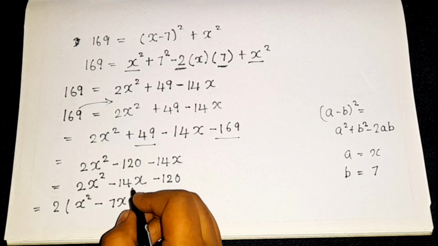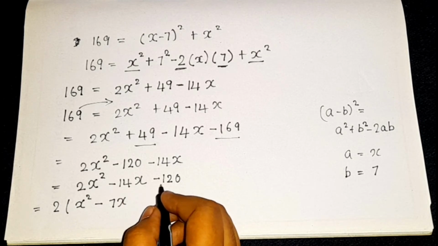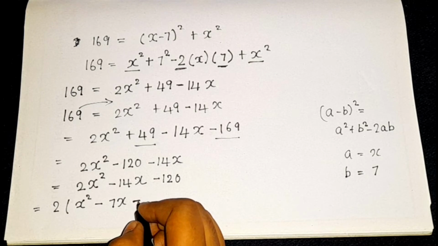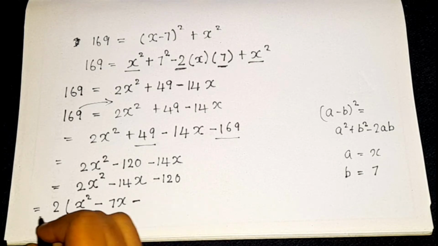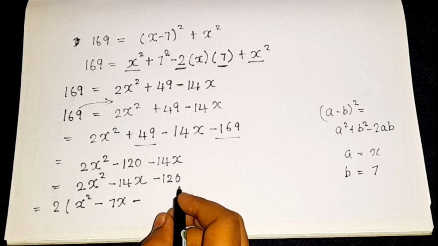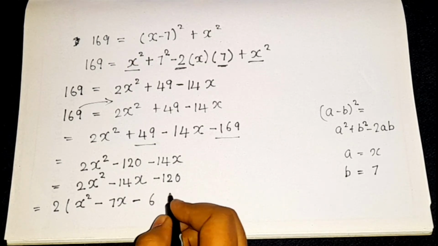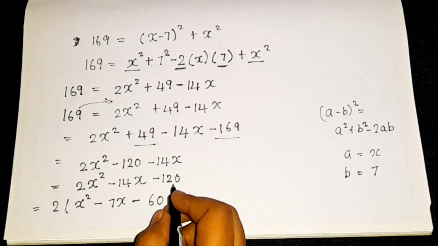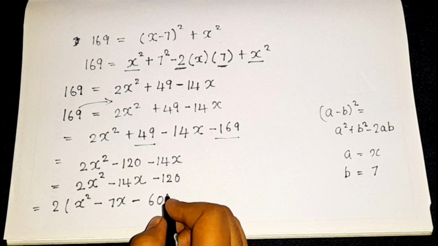So it is minus 14x, and then now we have minus 120. So we can just write minus as it is, because plus into minus is minus. Okay, and then we have 120. So 6 2s are 12, and we can just write the 0 as it is. 6 2s are 12 and 0 as it is, then it will be 120. Am I right? So it is minus 14x, minus 120.